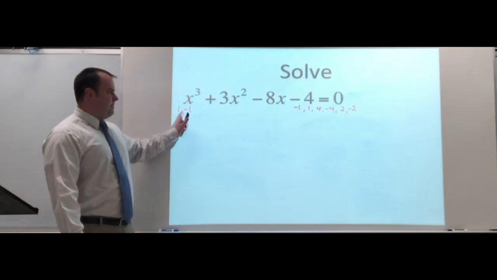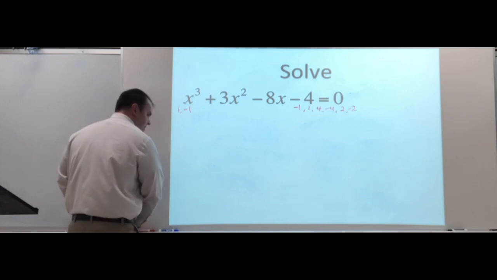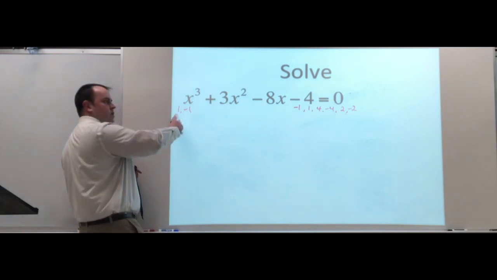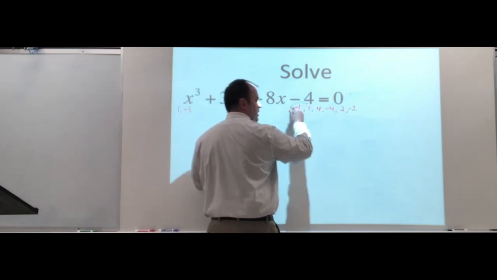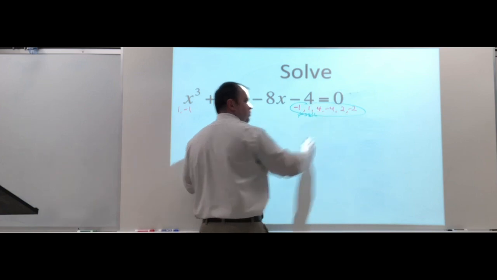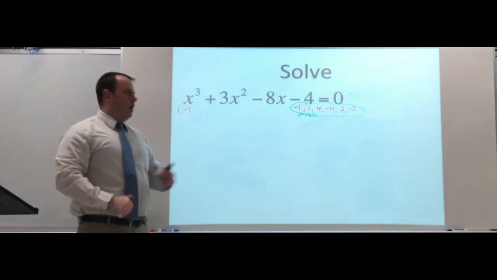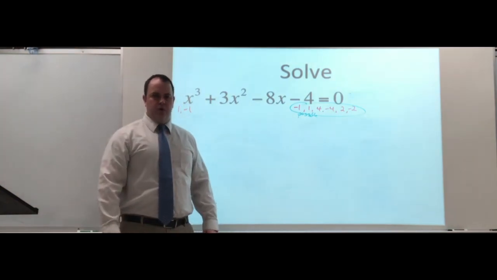Okay? So I'm listing my factors of my leading coefficient and my factors of my constant. And looking at this, I can see since my factors of the leading coefficient are 1 and -1, I know this list here are all my possible roots. So now I'm going to go to my calculator and see if any of those are an actual root.